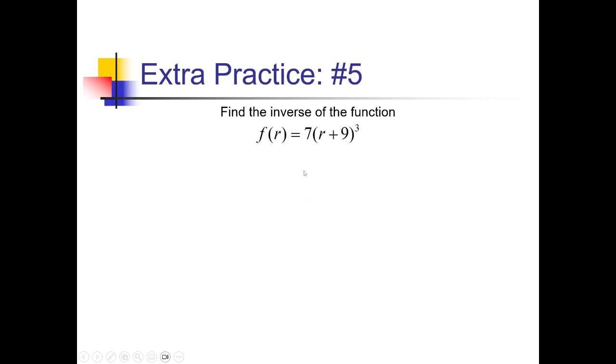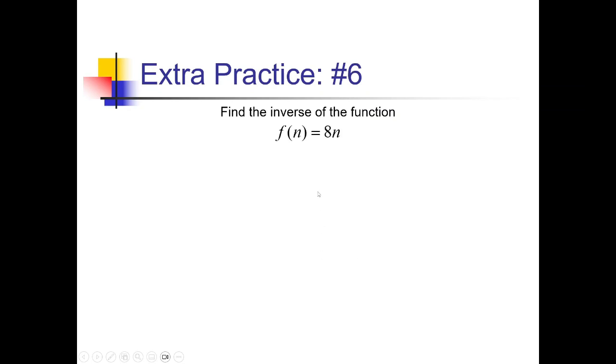For this one, this is another cubic function that's going to pass the horizontal line test. No even powers to worry about. So let's switch input and output. We have r equals 7 times (y plus 9) cubed. Next up, before I can cube root things, I need to divide by this 7, so r over 7. And now I can cube root both sides, like I did on the last problem. So we have y plus 9 equaling cube root of r over 7. And then finally subtract 9 from the other side. So f inverse of r is going to equal cube root of r over 7 minus 9.